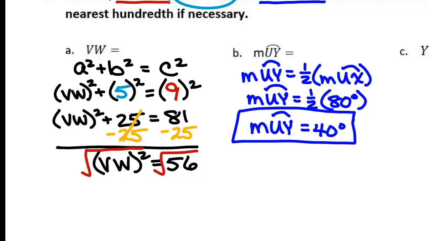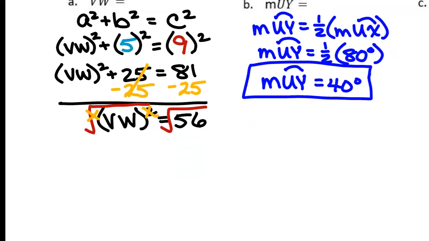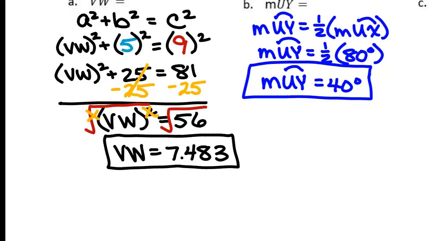Yes, so that we can get rid of the exponent. We can get rid of the squared on the VW. Squared and square root cancel each other out. So now I have just VW by itself. What is the square root of 56? 7.5 if you round it to the nearest tenth. 7.48 if you round to the nearest hundredth. 7.483 if you take it out to 3 decimal places. I would not count it wrong if you said 7.5. However, it does say to the nearest hundredth, which is 2 decimal places. So there's my VW.